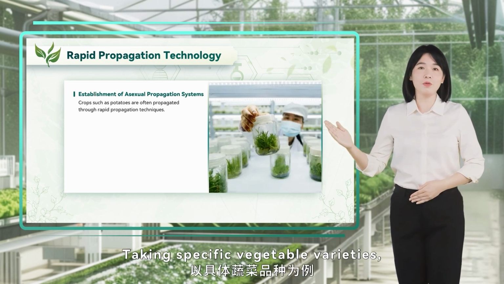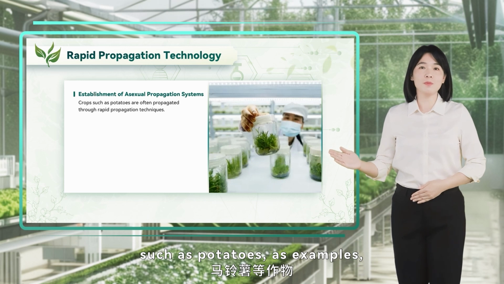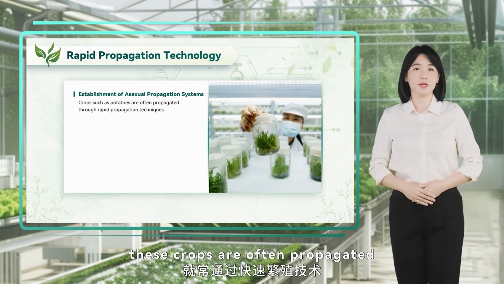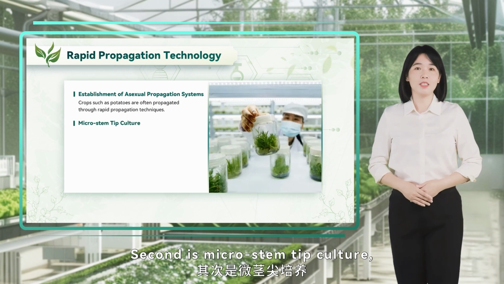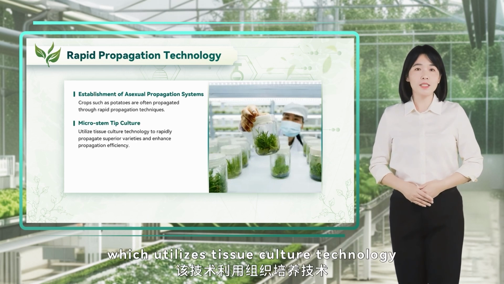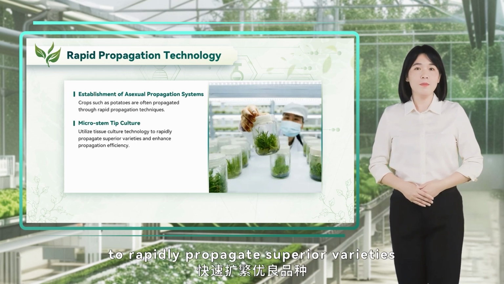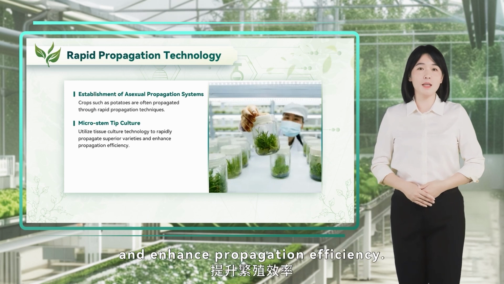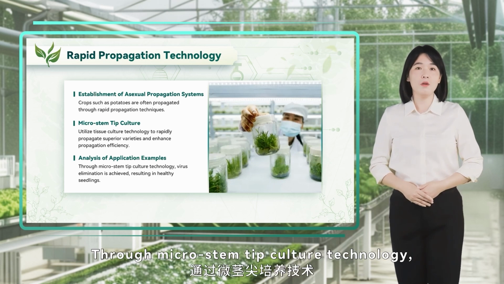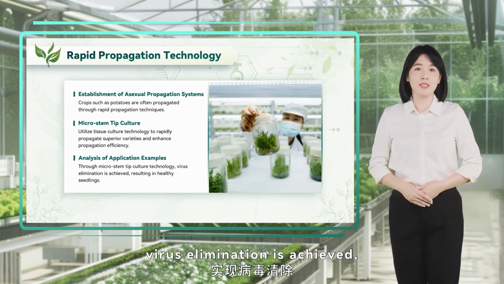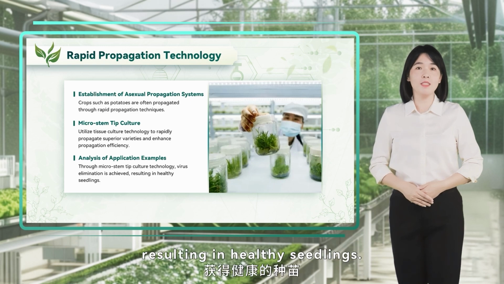Taking specific vegetable varieties, such as potatoes, as examples, these crops are often propagated through rapid propagation techniques. Second is microstem tip culture, which utilizes tissue culture technology to rapidly propagate superior varieties and enhance propagation efficiency. The last one is the analysis of application examples. Through microstem tip culture technology, virus elimination is achieved, resulting in healthy seedlings.